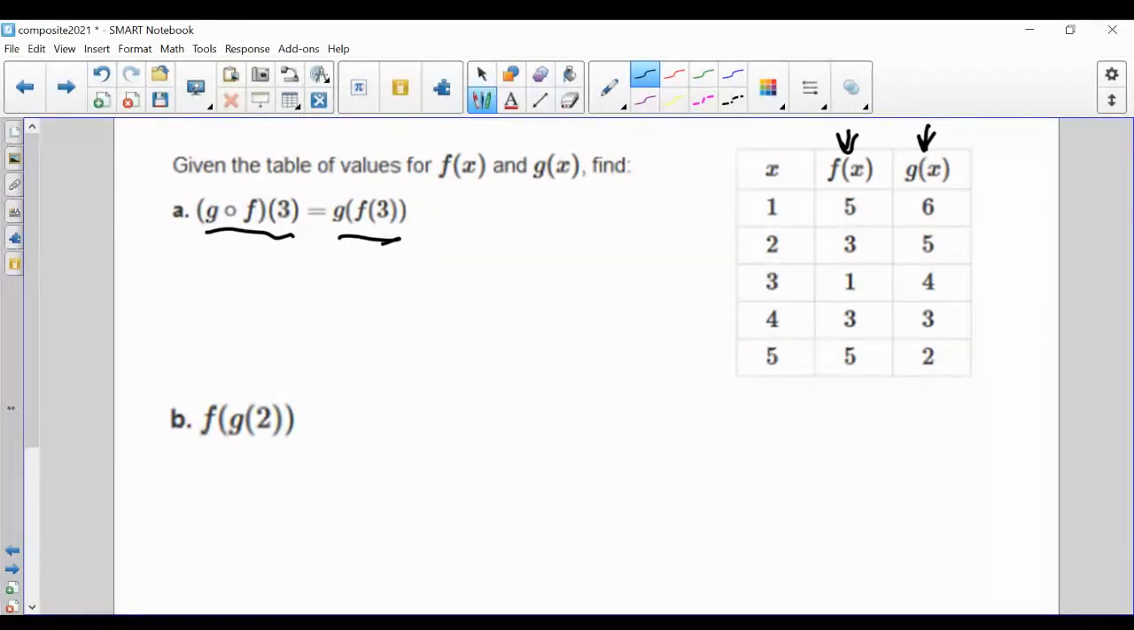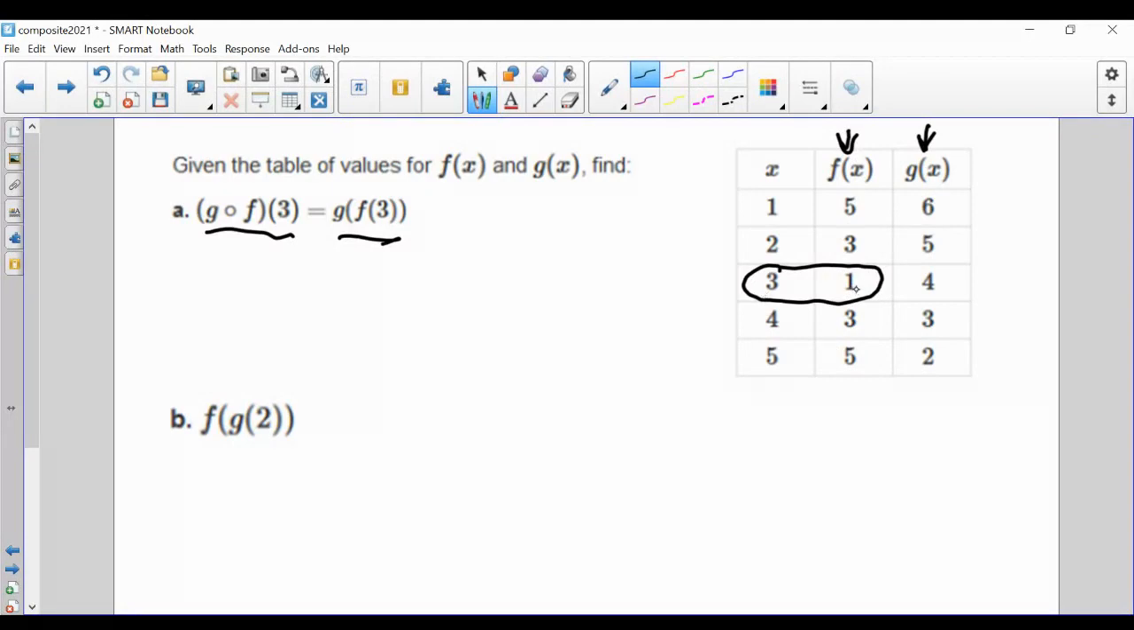So let's now see what the g of the f of 3 is. So let's first of all find the f of 3. To find the f of 3, I'm going to go to my x line, this line I am pointing to right here, and I'm going to find where the 3 is. So here's the 3, and the 3 points to the 1. That's what the f of 3 is. The f column gives me a 1 when I put 3 in as my x.